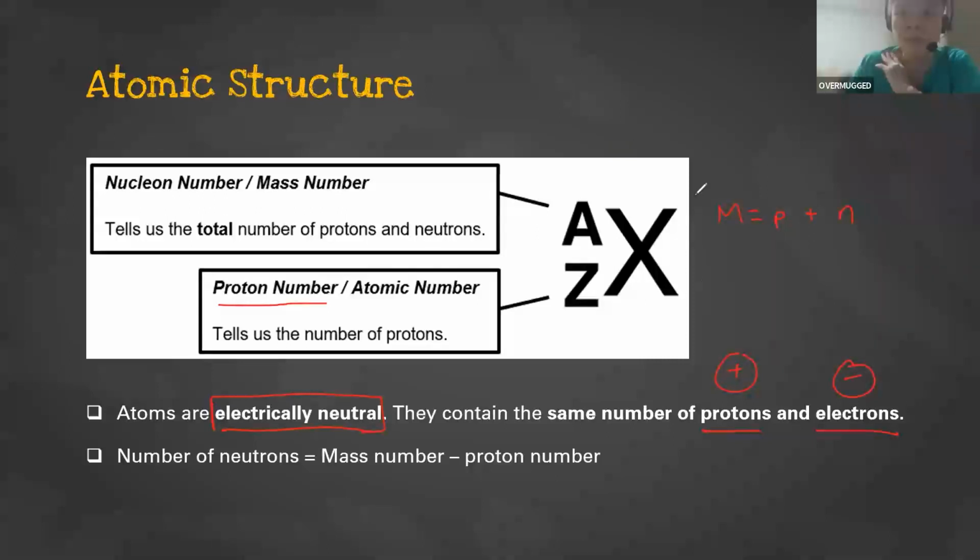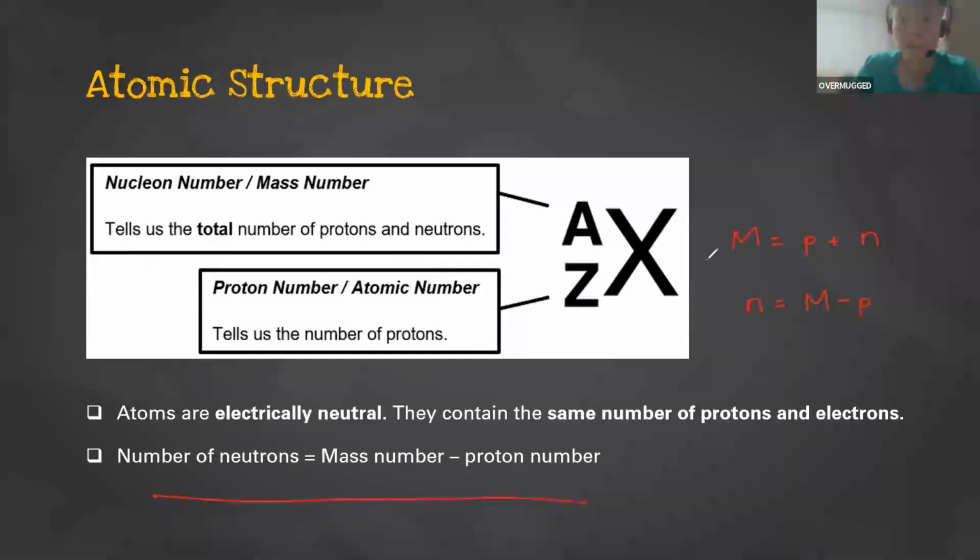Okay, so how can I calculate the number of neutrons then? In math, M, the mass, equals proton plus neutron. Sec 2 math, you learn how to make the subject, right? So I shift the P over. Number of neutrons equals mass minus P. Essentially, I just take the big number minus the small number. That's what you have been doing in lower sec science. Hopefully, you still remember. So this is the formula over here.